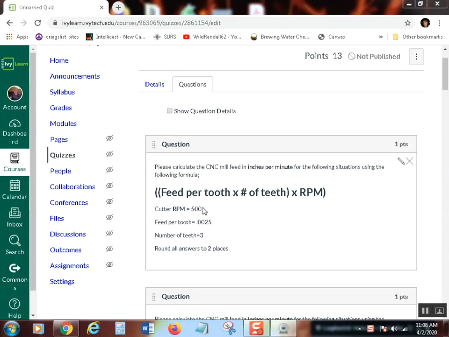Now, you should know how to generate your own cutter RPM by now and come up with that formula. I'm not going to put that video up there. I guess I could, but I shouldn't.